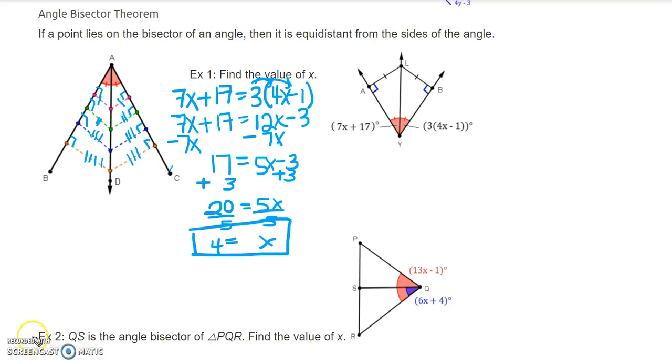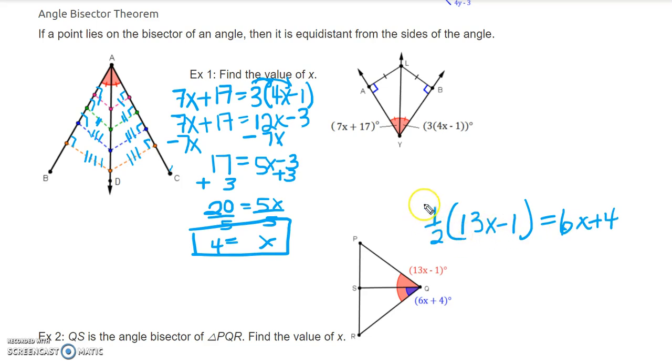Okay, example 2, QS is the angle bisector of triangle PQR. So QS is the angle bisector. Find the value of x. Well, I have a red angle, that's the entire angle. That's 13x minus 1. And I have the purple angle. Well, the purple angle is half of the big angle. So I have to take half of this, and that's going to equal the 6x plus 4.